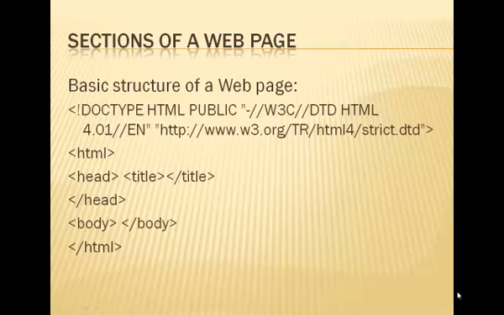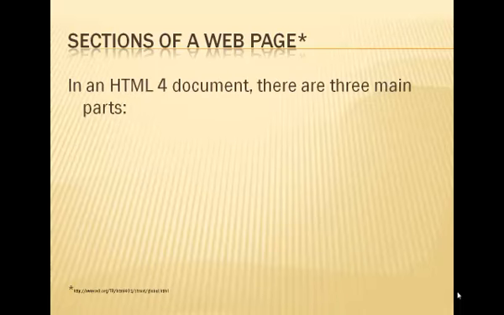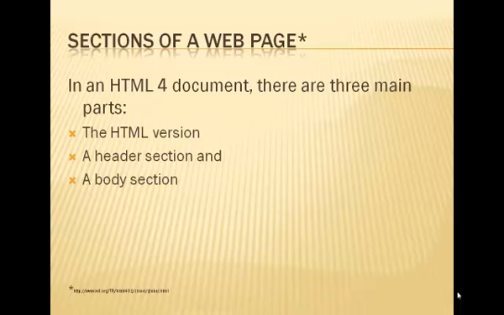Okay, so now we're going to talk about the various sections of an HTML 4.01 web page, and the basic required tags that you can use in any HTML page to make it work. This gives you an overview of what we're going to discuss. In an HTML4 document, there are three main parts, whichever version of HTML you're using. There's a header section and a body section. So let's take a look at those.